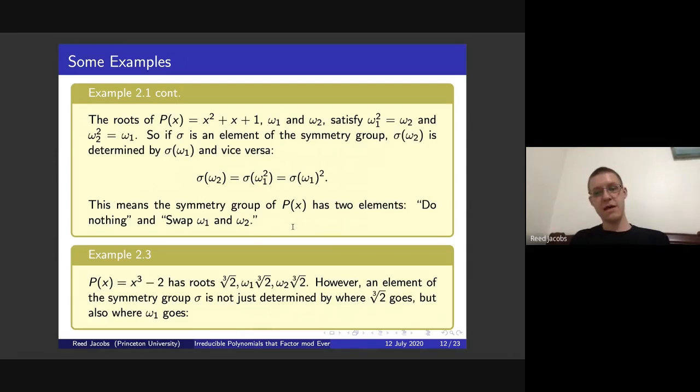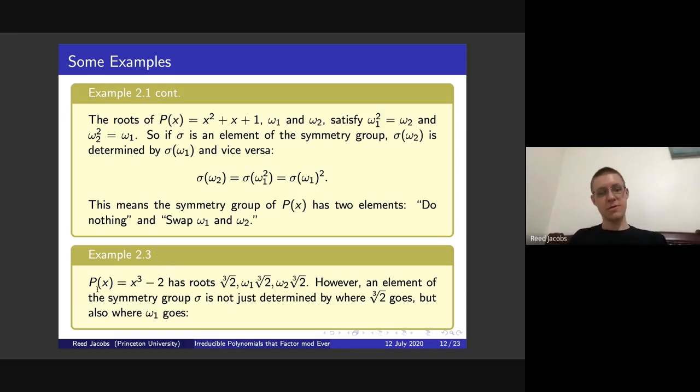Okay, if there are no questions about that, then we can see that the symmetry group of this polynomial, x squared plus x plus 1, is 2 elements. So we can either swap omega 1 and omega 2. And since omega 1 squared equals omega 2, and omega 2 squared equals omega 1, this doesn't violate any algebraic relationships between these roots. And the other thing we can do is just do nothing. And the reason these are the only things is because omega 1 has to go to either omega 1 or omega 2, because it has to go to another root of x squared plus x plus 1. And these are both those maps.